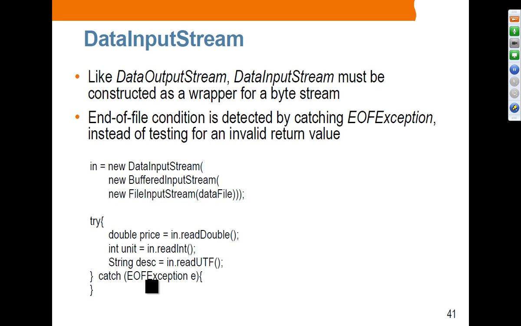Input stream is the same thing. You chain the data input stream to, in this case, a buffered input stream and a file input stream. Of course, you can have data input stream directly on file input stream. In that case, you don't get the buffering, but that's certainly possible. Here we read a double value from the input stream, an int value, and a UTF from the input stream.